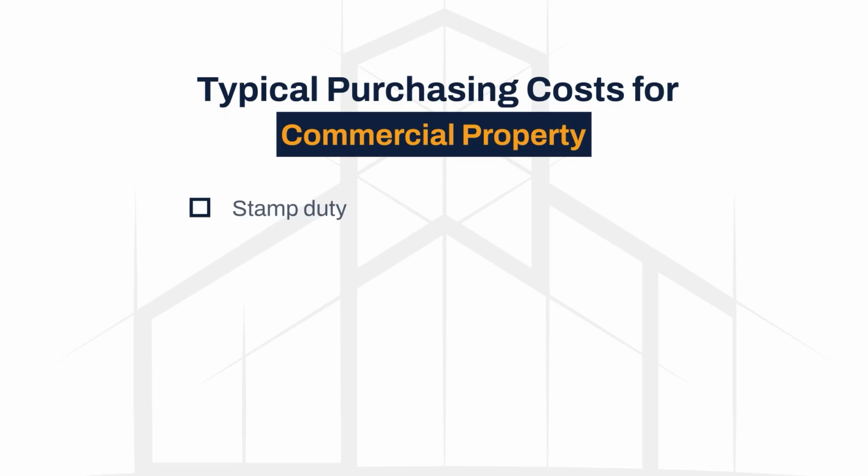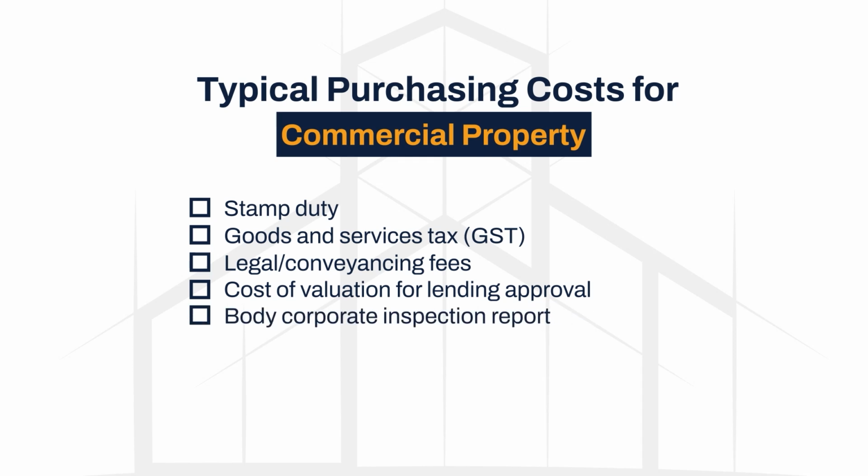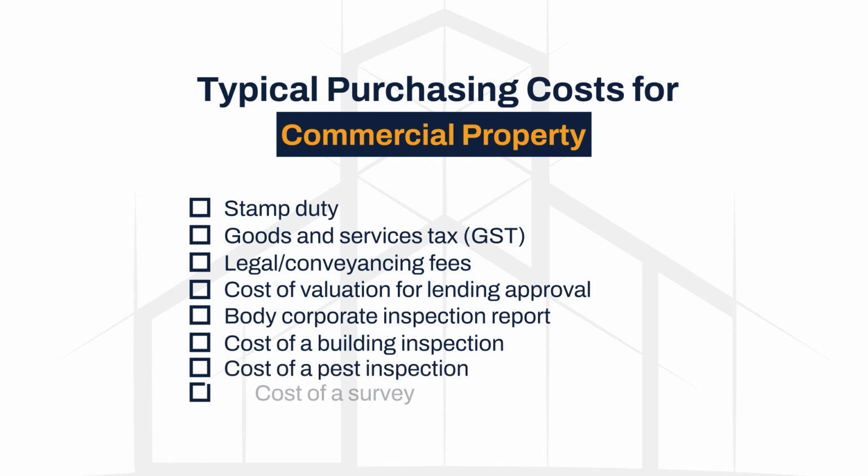Now that we know how to calculate the purchase price, let's have a look at what costs make up that 5%. The typical purchasing costs are stamp duty, goods and service tax or GST, legal or conveyancing fees, the cost of valuation for lending approval, the body corporate inspection report, the cost of the building inspection, the cost of a pest inspection, and the cost of a survey. Before proceeding with the purchase of any investment property, I recommend you obtain quotes on all of these services and seek advice from your accountant. Let's look at each of these purchasing costs in more detail.